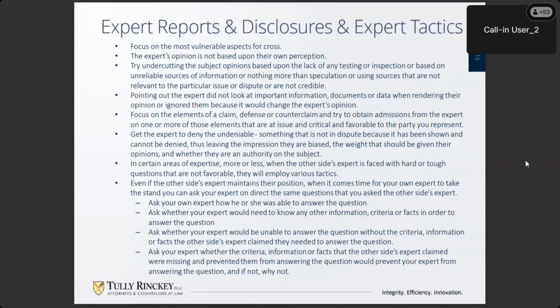Try undercutting the subject opinions based upon the lack of any testing or inspection, or based on, again, the unreliable sources. And I've used this before, the lack of any testing or inspection, to say, how could you say this in your report when you haven't conducted the testing or inspection?